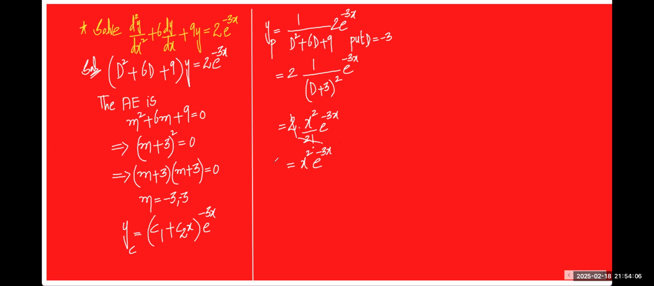This is our yp. Therefore, the general solution is y is equals to yc plus yp. Complementary function plus particular integral together we have to write.